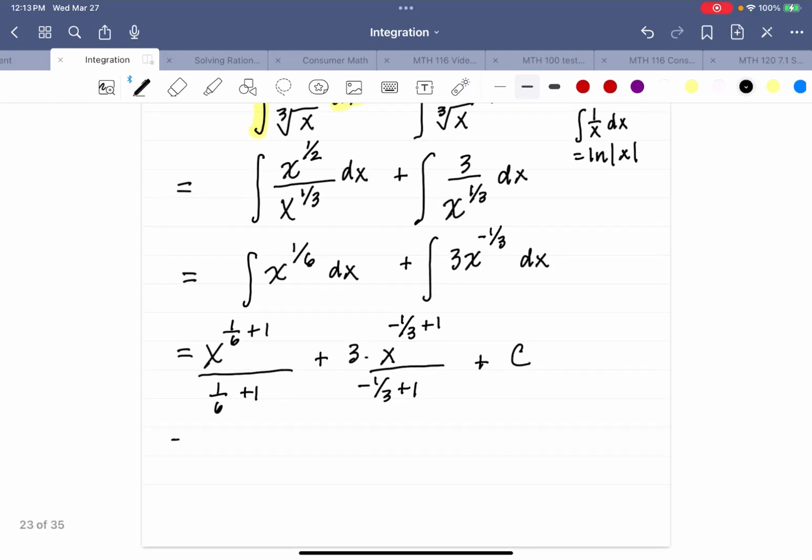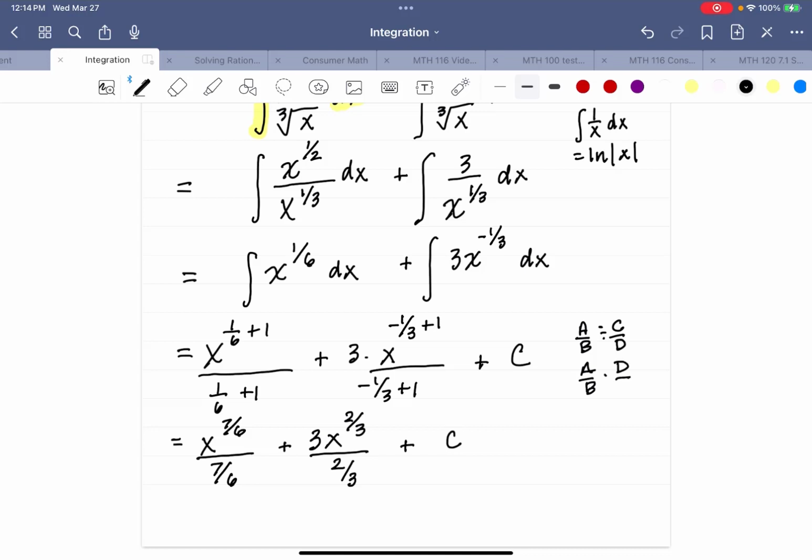So a little arithmetic here. That's going to be x to the 7/6 divided by 7/6 plus 3x to the 2/3 divided by 2/3 plus c. And then remember, when you divide by a fraction, so if I have a over b divided by c over d, I have to flip that, change it to multiplication. So anytime you divide by a fraction, you flip and multiply.